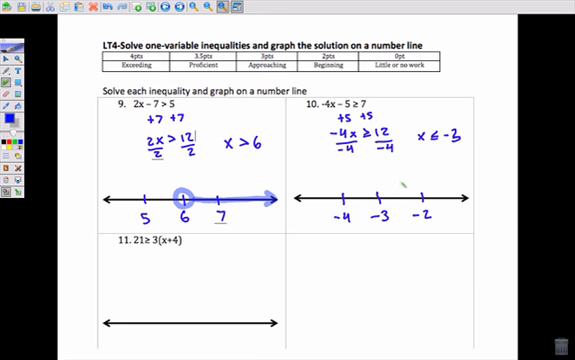And so since it's less than or equal to, this is going to be a filled in circle. And x is less than negative 3. So I'm going to shade to the left.